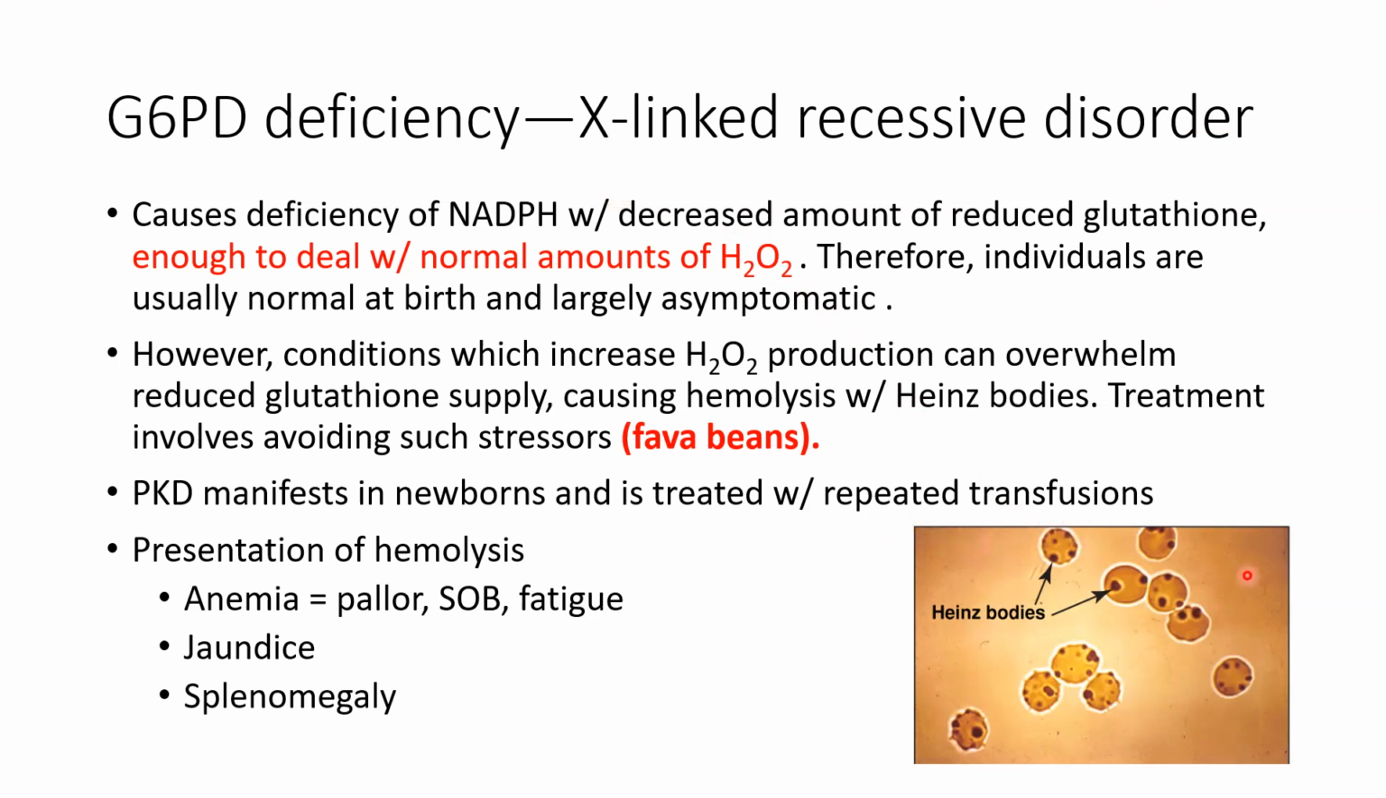And so these are some Heinz bodies for you guys to look at. This is the peripheral blood smear, where when they look at the person's blood under a microscope, you see these collections of hemoglobin. If you see these collections of hemoglobin, these are Heinz bodies. This is because of G6PD deficiency.